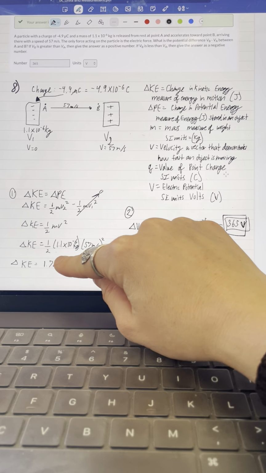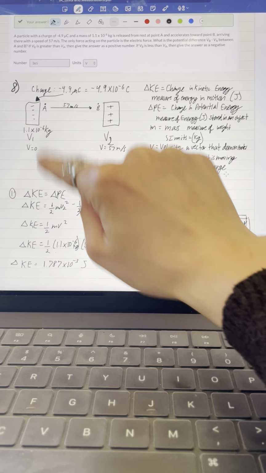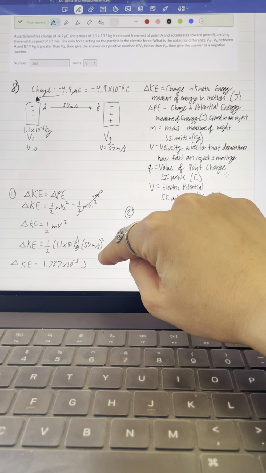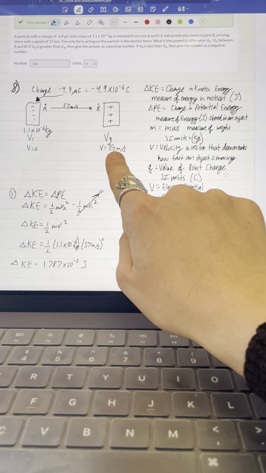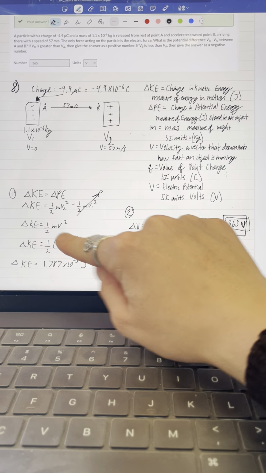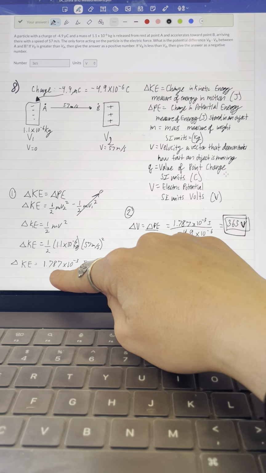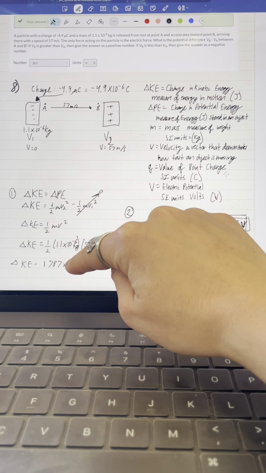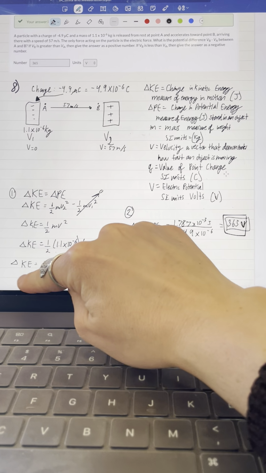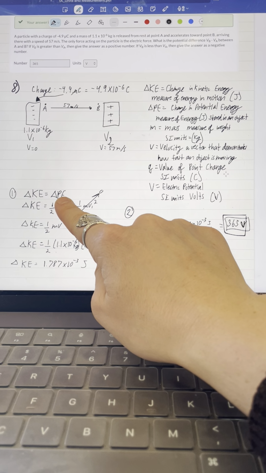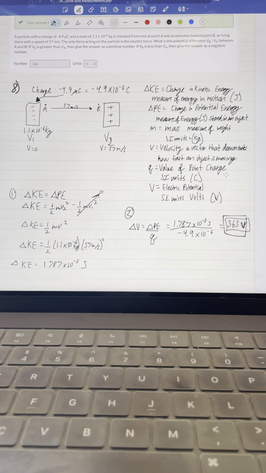So my change in kinetic energy would be half times the mass of my object times my final velocity squared, so it should be a little 2 under here. And then my change in kinetic energy equals 1.787 times 10 to the negative 3 joules. Since I've stated up here that my kinetic energy change is equal to my potential energy change, I'm able to just plug it into this equation.